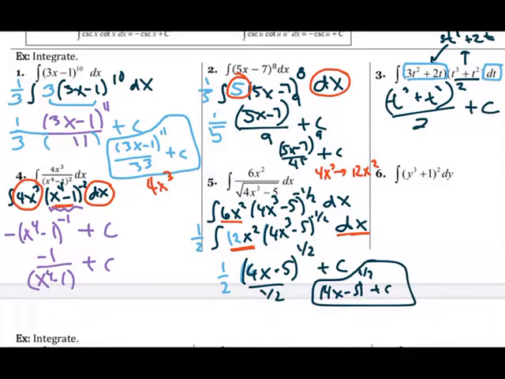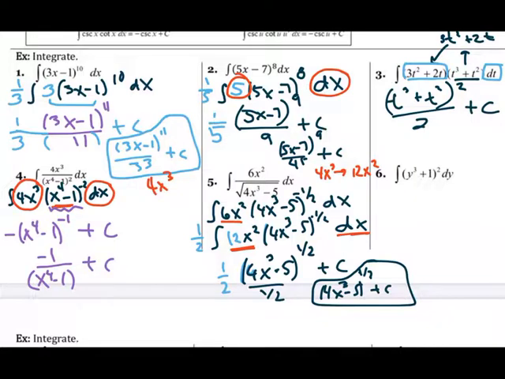And somehow I lost my to the 3rd power along the way. Oops, that doesn't look like a 3. There we go. And the beautiful thing here is that you could actually take the derivative of this answer right here and make sure that you did get back to the function that you started with. That's the whole idea here. We're working with inverse operations.